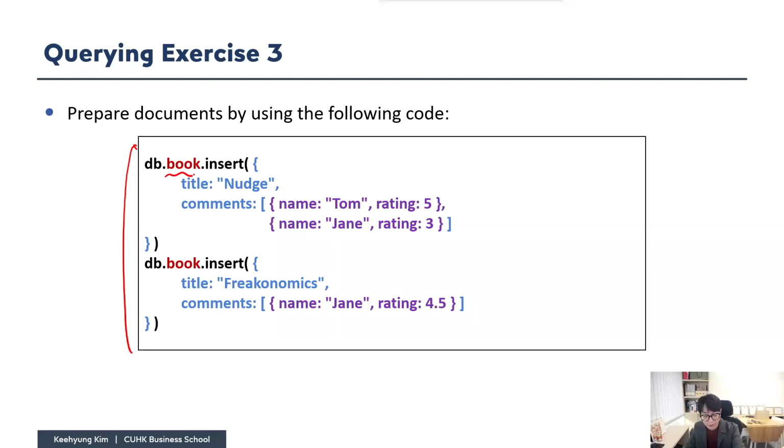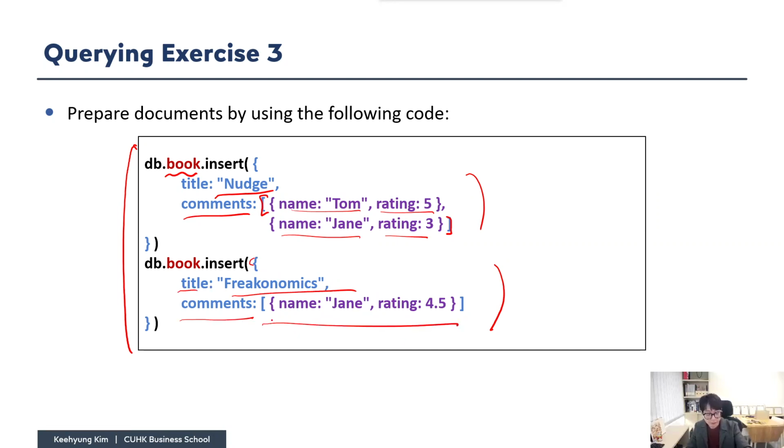So we are creating a book collection, and inside the book collection, we are adding two documents. First document, the title is math, comments, there is a list of two elements. So it received two comments. The first element is from Tom, rating 5. The second element is from Jane, rating 3. And the second document has the title economics. It has comments, a list of one element. In this element, name is Jane and rating is 4.5. So there are two elements in the list in the comments in one document, and one element in the list in the comments in the other.